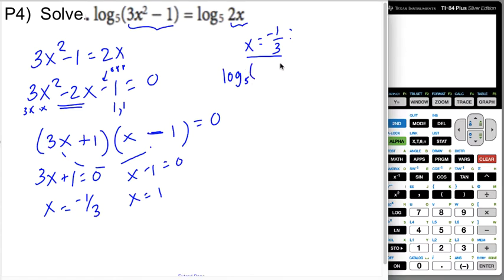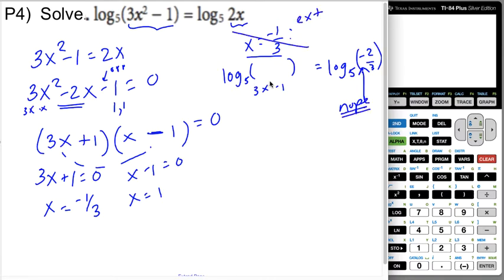Honestly, I'm not even going to bother on this side, because I notice that on this side when I plug in, I get that this is a negative 2/3, and it's not okay. Nope. Not okay to have a negative inside a log. So I'm just going to go ahead and mark this as extraneous. You could plug in this side, but my point here is that once it doesn't work, it just doesn't work for everybody. So extraneous. There we go. Okay, so that one's extraneous, right?